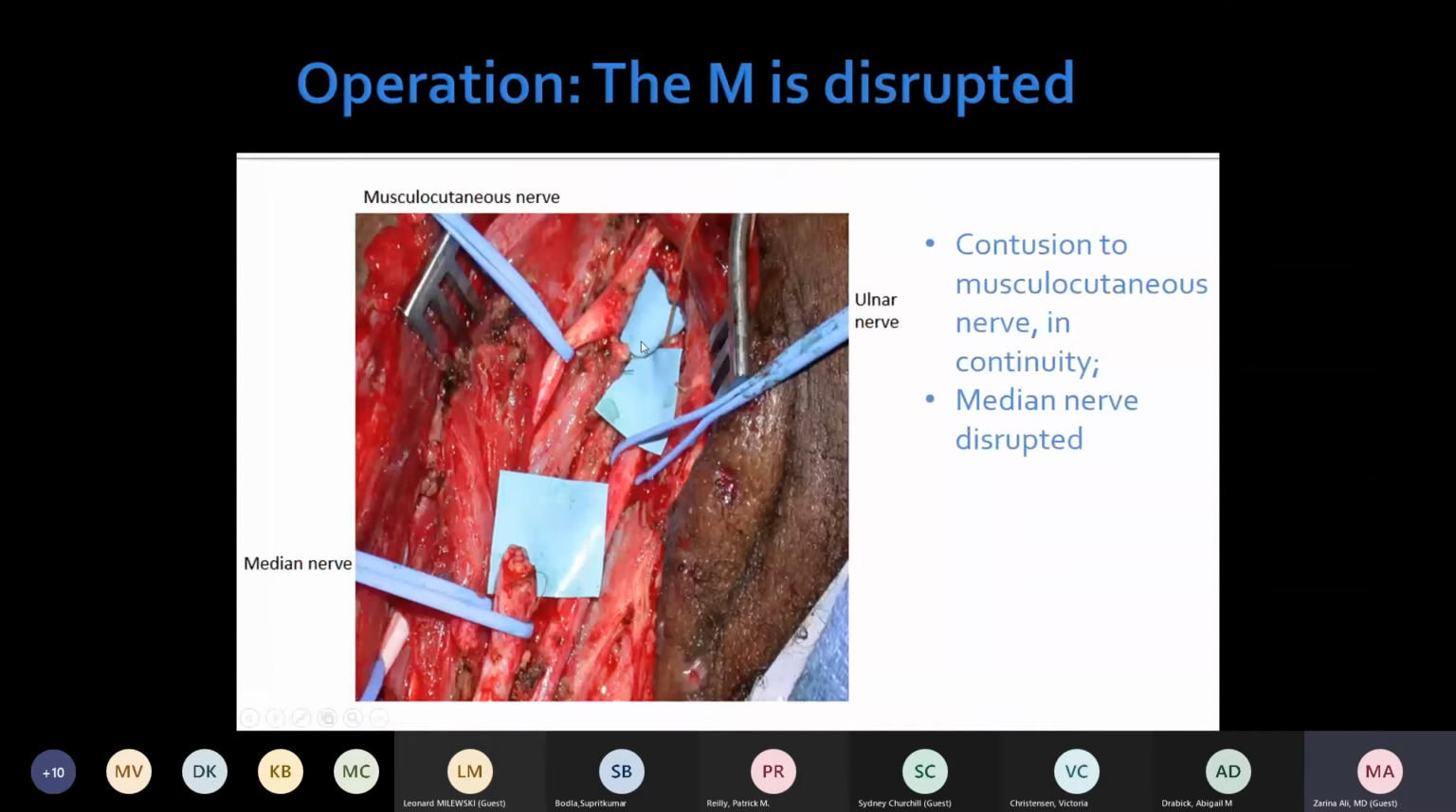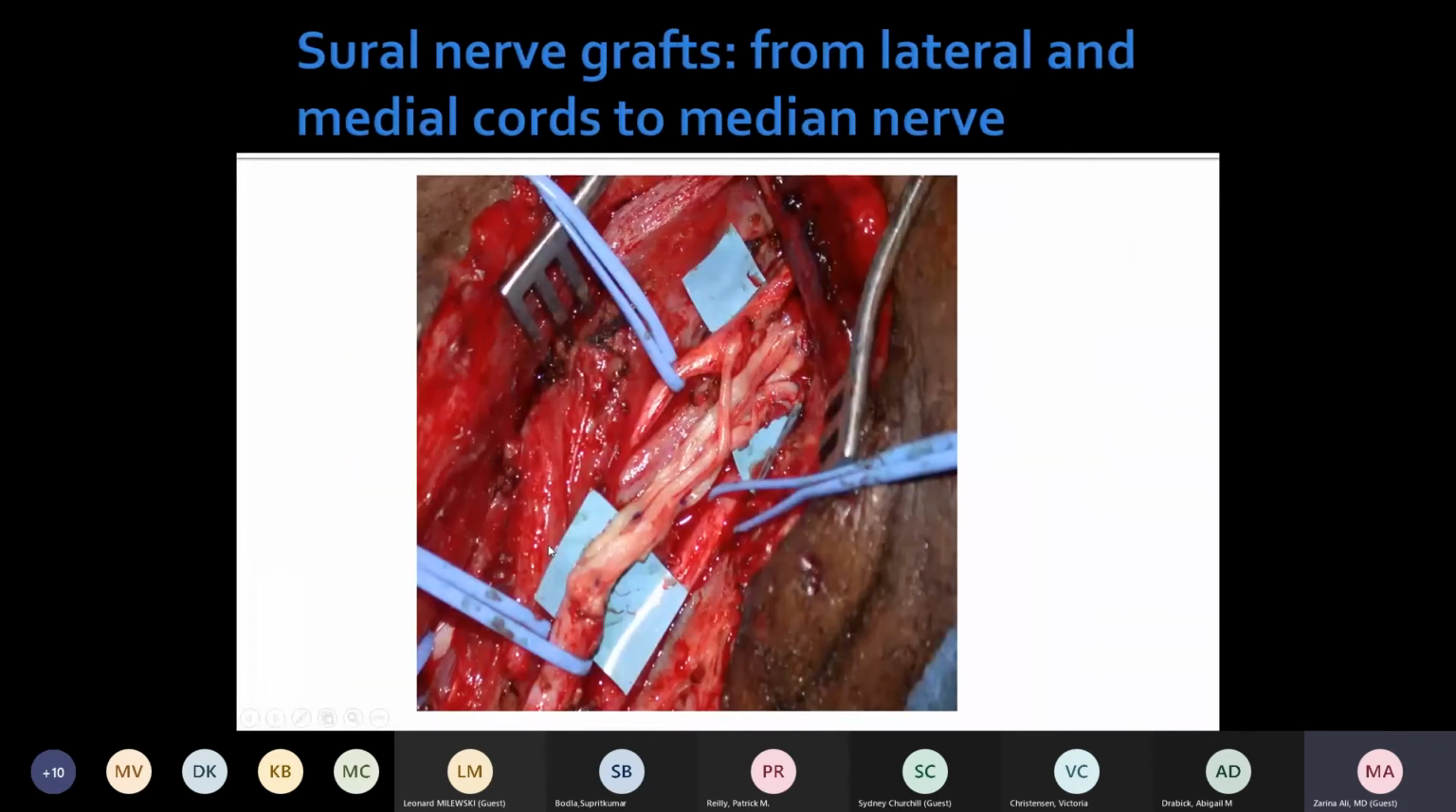This is a patient that ended up having contusion to the musculocutaneous nerve. That's why he had weakness in his biceps. And we also know that the median nerve is disrupted. That was evident on clinical exam from his weakness in opponens. So this is a case where we utilize sural nerve grafts to bridge the defect. In this case, we're doing cable nerve grafts, which utilize multiple segments of the sural nerve to reconstruct the lateral and medial cords down to the median nerve.